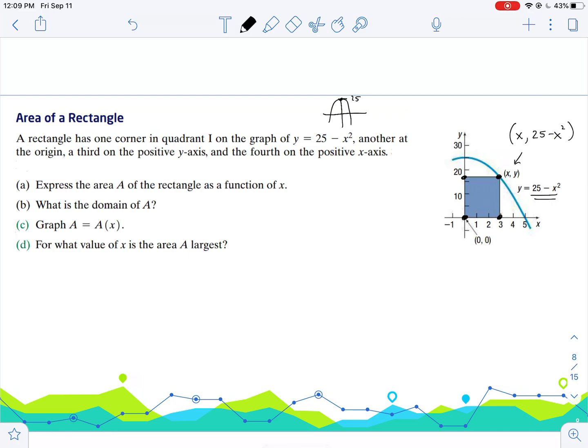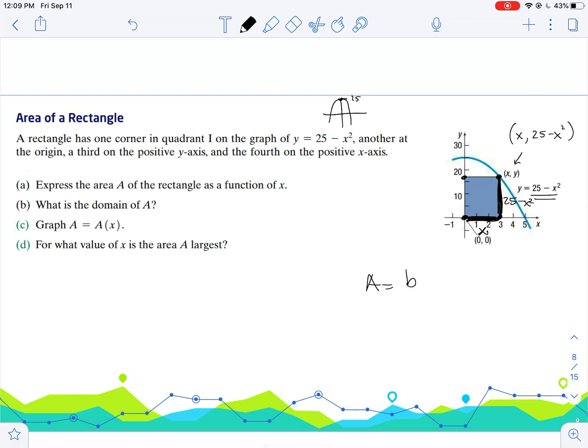So I can call that point 25 minus x squared for the y coordinate. So it would be x, 25 minus x squared. How far out did I go? Well, I went out x. So I can call that distance that I traveled x. And how far up did I go? Well, I went up a distance of whatever y was. Well, y is 25 minus x squared.